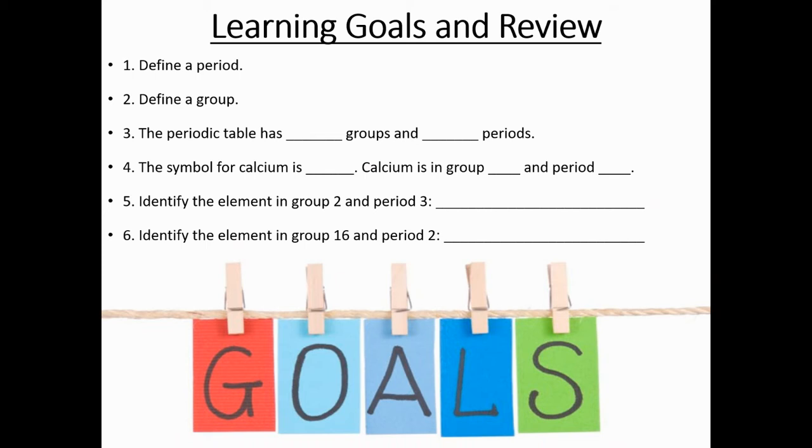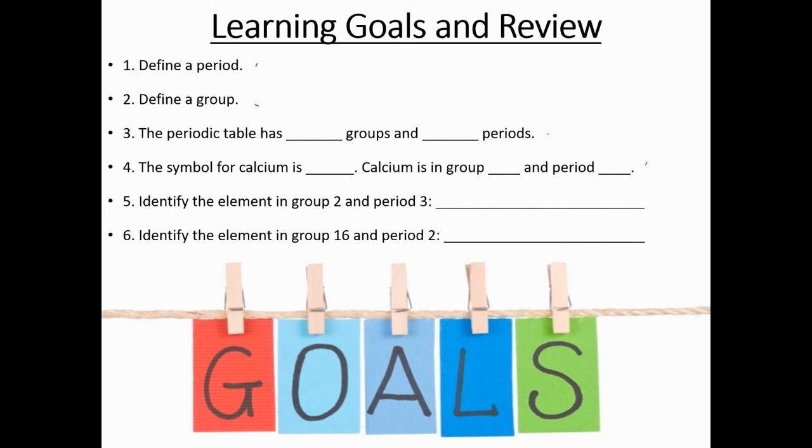So you should be able to answer questions like this, defining a period, a group, describing the periodic table based on the number of groups and periods it has. If I give you an element, can you find the group number and period number? If I tell you the group number and period number, can you find the element? So let's do an example like that. We've already done some like this here. Here you just have to define and locate, but here we're going to try to find what element we have in group 2, period 3.